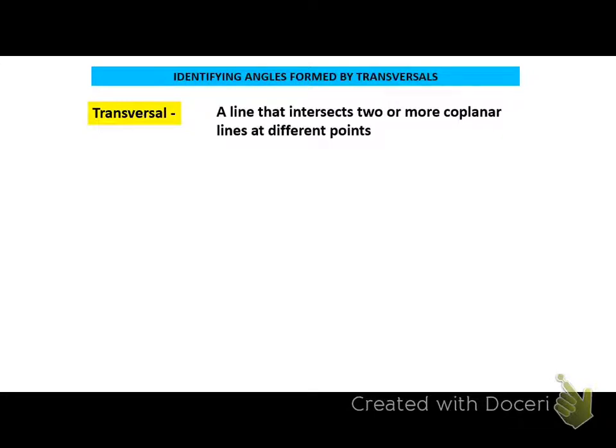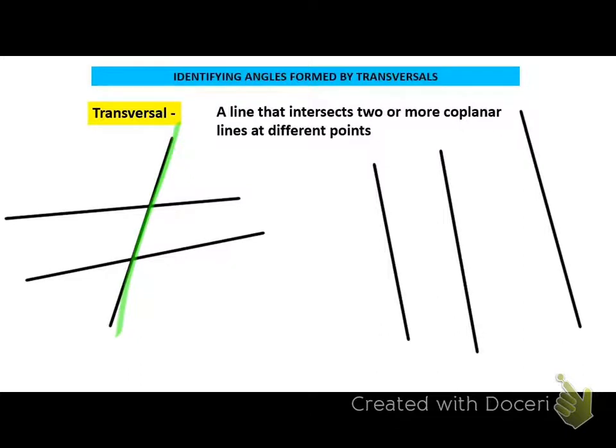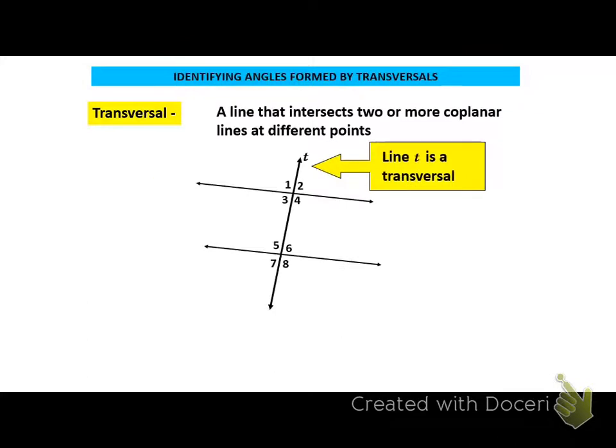So really what you're going to see here are two lines and one line cutting through them. So when you see this, this line is the transversal. Or it could look like this, where there are a bunch of lines that are side by side, and then one line cutting through them. This line is the transversal. Transversal is just a line. So, you're not going to highlight it. We're actually going to go to page 2.